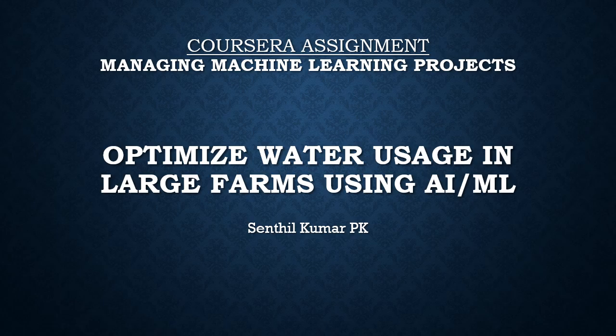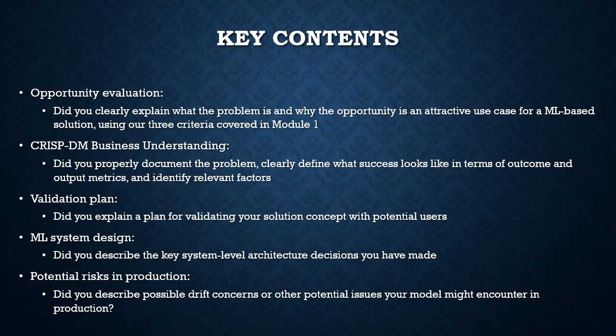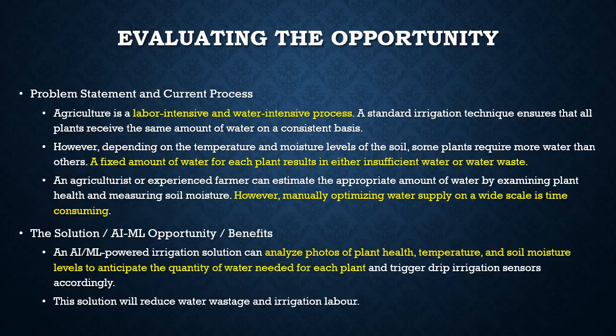This presentation is on the Course 2 assignment on Managing Machine Learning Projects. This is part of the wider AI Product Management specialization in Coursera. The topic that I chose today is optimizing the water usage in large farms using artificial intelligence and machine learning. As part of the evaluation criteria, this project has to be evaluated on various factors such as opportunity evaluation, CRISP-DM business understanding, validation plan, machine learning system design, and the potential risks in production.